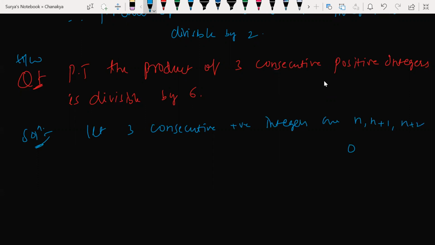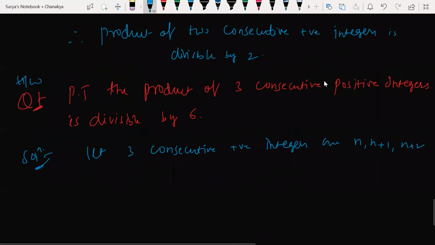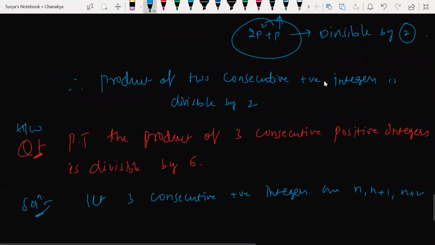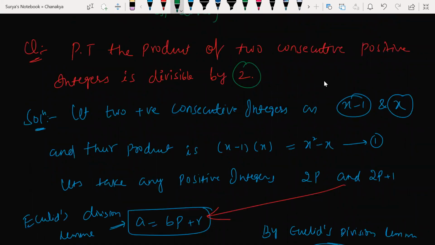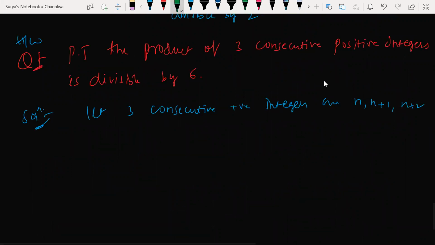If n is equal to 0: 0, 0 plus 1, 0 plus 2. Look at it, 0, 1, 2. These are three consecutive numbers or not? You take any n value, could be anything. If you substitute there, you will get three consecutive integers. So we can take it as 3p, 3p plus 1 and 3p plus 2. Look at this here. The question was divisible by 2, so I took 2p and 2p plus 1. Here divisible by 6, so you take in terms of 6: 6p, 6p plus 1, 6p plus 2, like that.